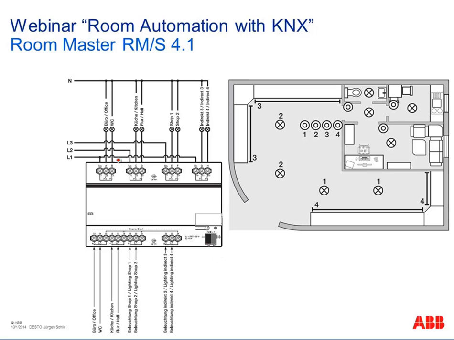Maybe it's not complete, what you find here in the room master. You can add additional other KNX devices: dimmer, shutter output, fan coil units, or fan coil controller, or fan coil actuator, something like this could be possible.